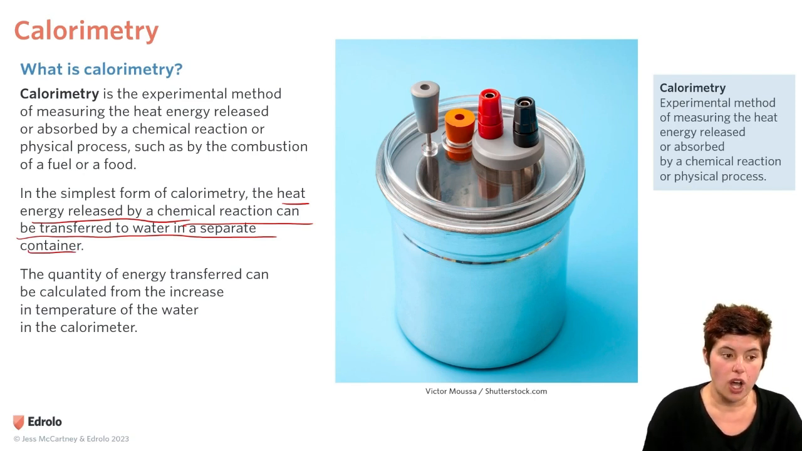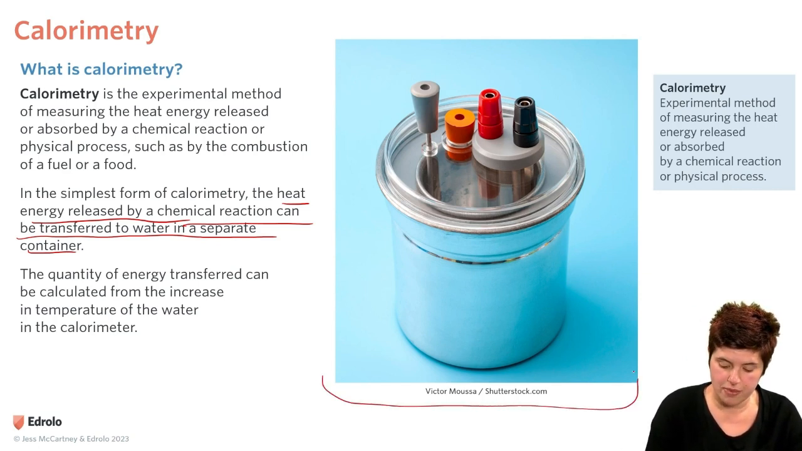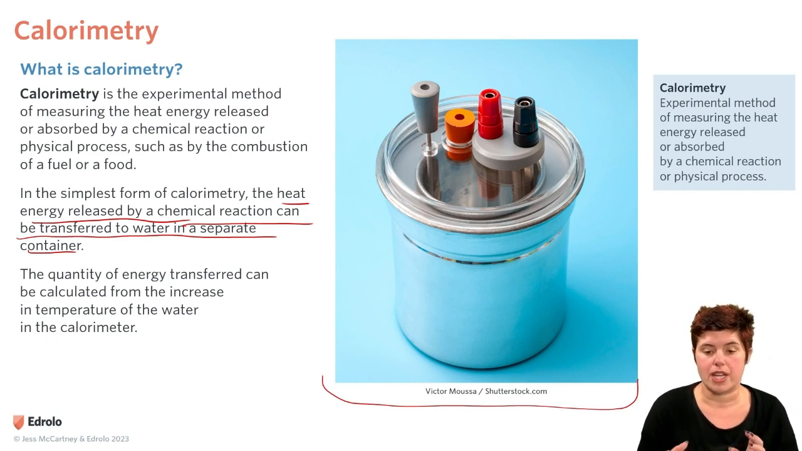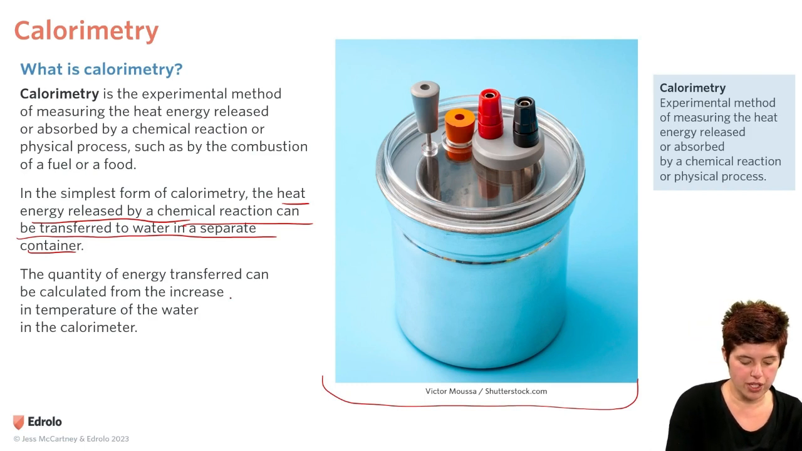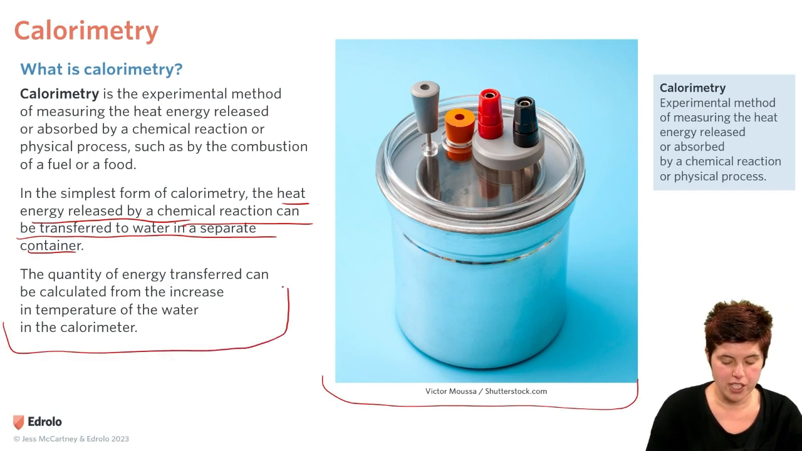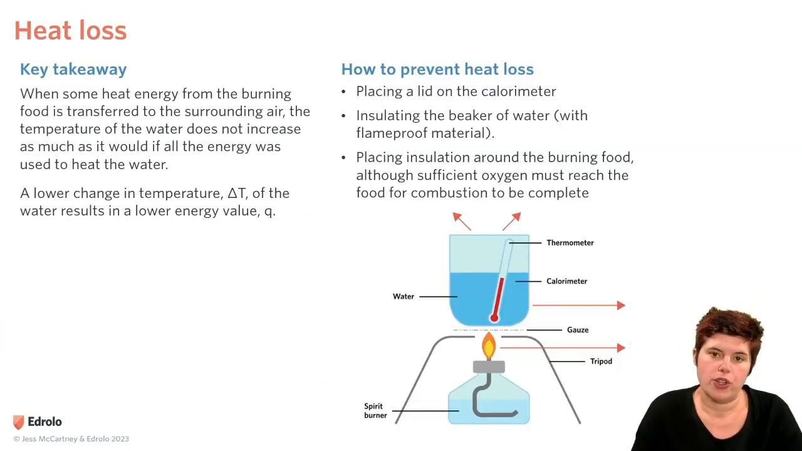Now, there are types of calorimetry where, like this one given to us in the image here, it's all closed and all the heat is kept in, so there's less heat loss. But the simplest one is the one that we've already looked at. So the quantity of energy transferred can be calculated from the increase of temperature in a calorimeter. And so that's what we have done in the past. In those simple versions of calorimeters, we need to consider the heat loss that's happening to the environment, because this does change our results a lot.